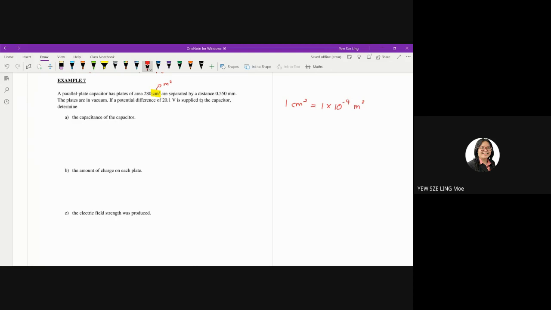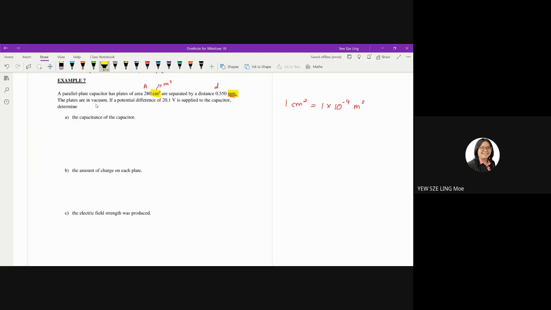So they are separated by a distance. Now, distance is the distance between plates, so this is your small letter d. Just now you had the A. And then d is equal to 0.55 mm. Once again, this is not in SI unit, so you need to change everything into SI unit. The first crucial part in this subtopic is to make sure everything is in SI unit.